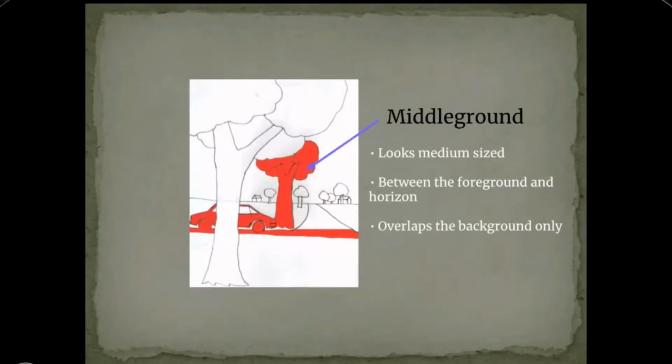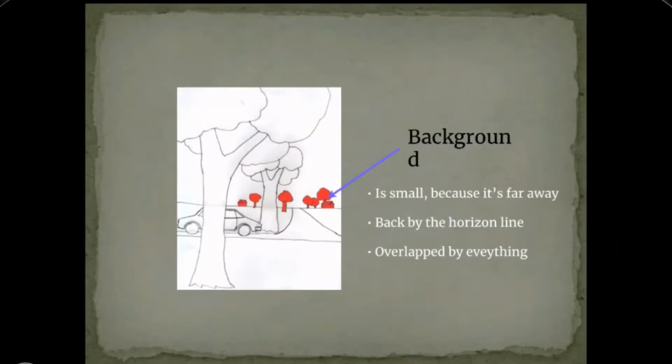The middle ground is exactly what it sounds like. It's in the middle. It looks medium-sized, and it's between the foreground and the horizon line, and it overlaps just the background. And the background is small. It's very far away, and it's back by the horizon line, and everything else overlaps it.